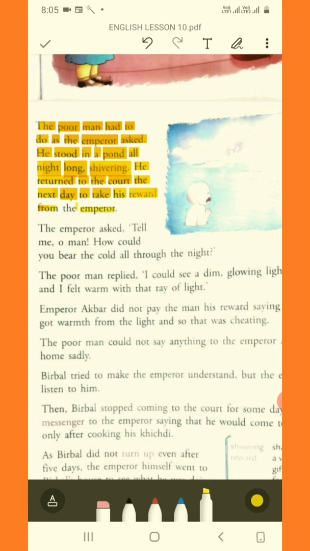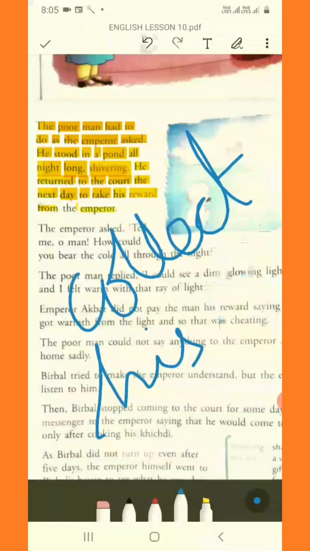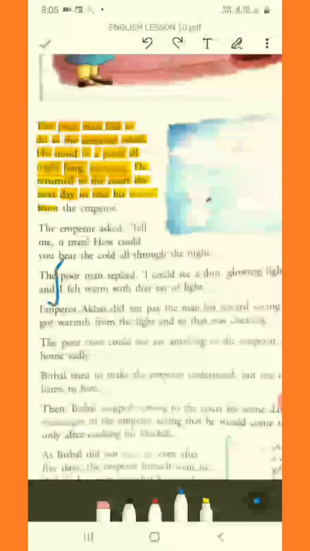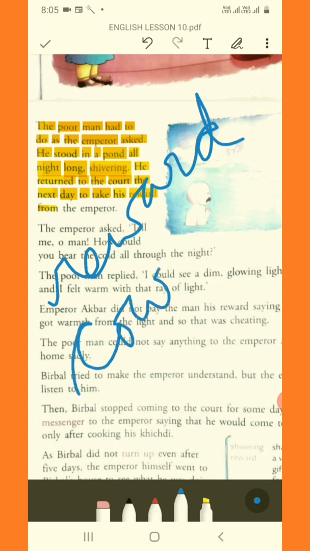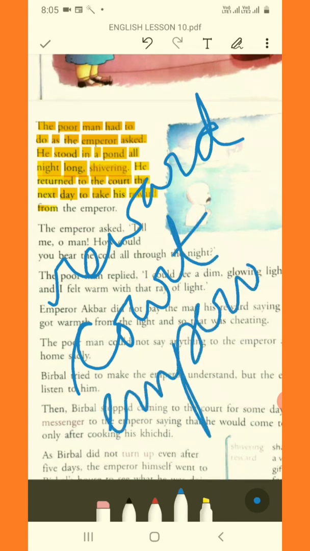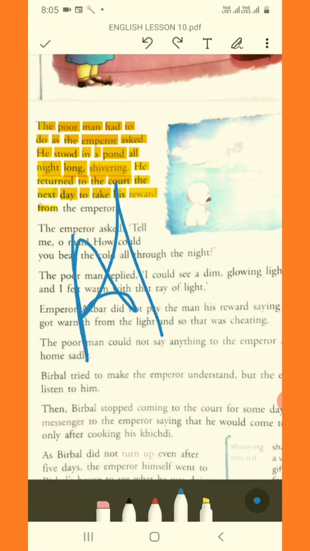And in order to collect his reward, what? His reward, isn't it? Where did he go? He went to the court to meet the emperor. What was the name of the emperor? What was the name? Akbar.